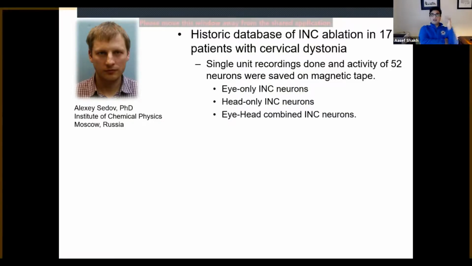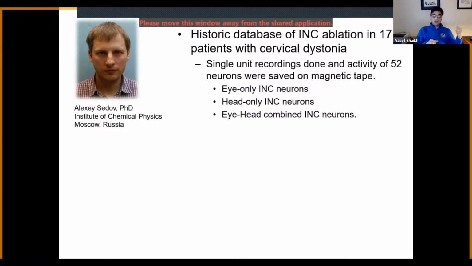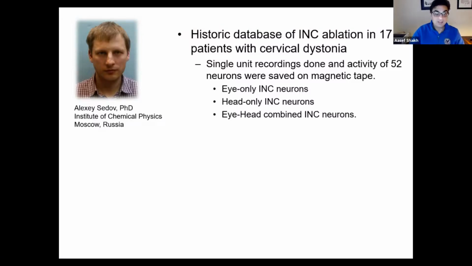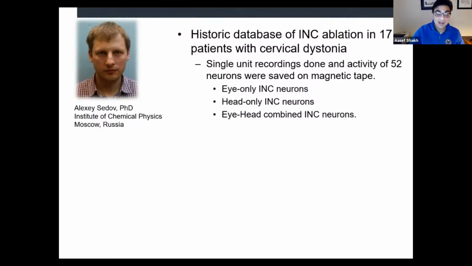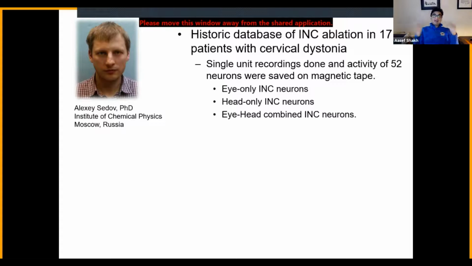So remember, I was telling you about the integrator: Doug Crawford showed that the nucleus of Cajal is the integrator for eye movement, and Ali, his student, showed it is also the neural integrator for head movement. So of course, you expect the eye-only cells and head-only cells, right? But eyes and heads are coupled, so there are also cells in Cajal which are eye-head combined neurons.